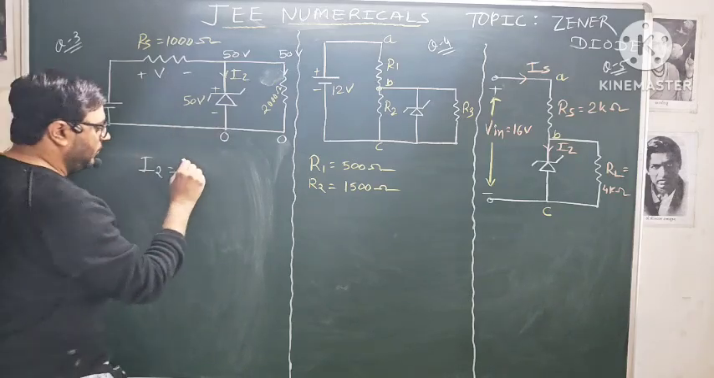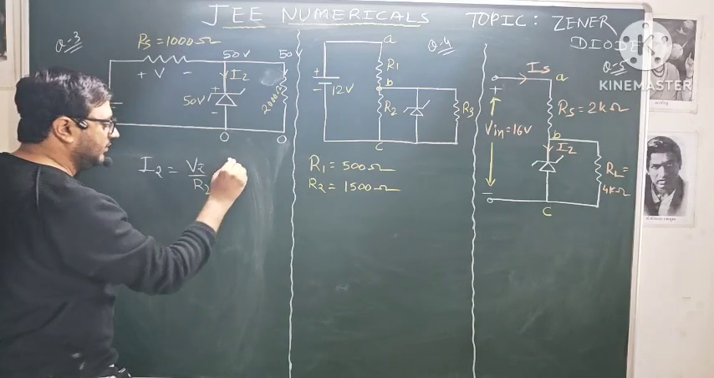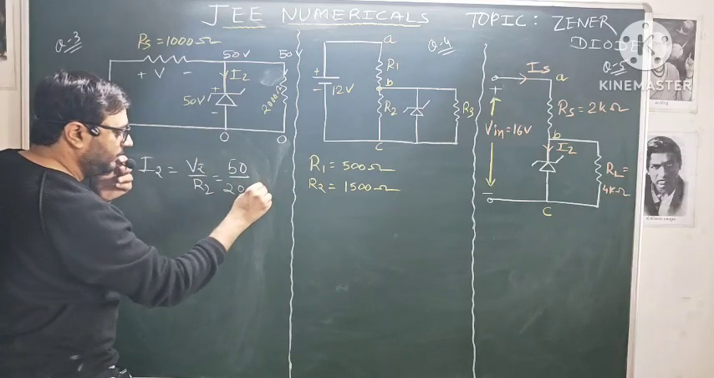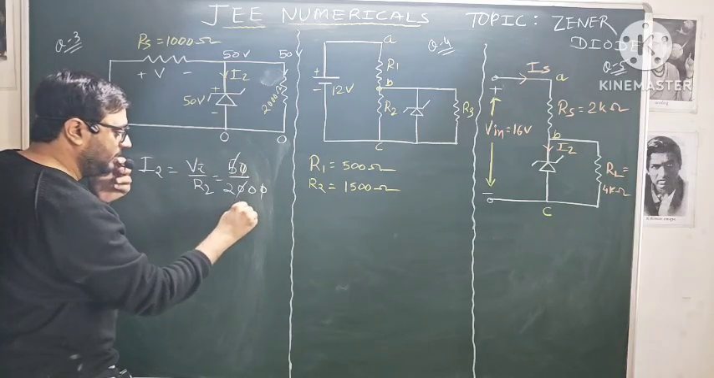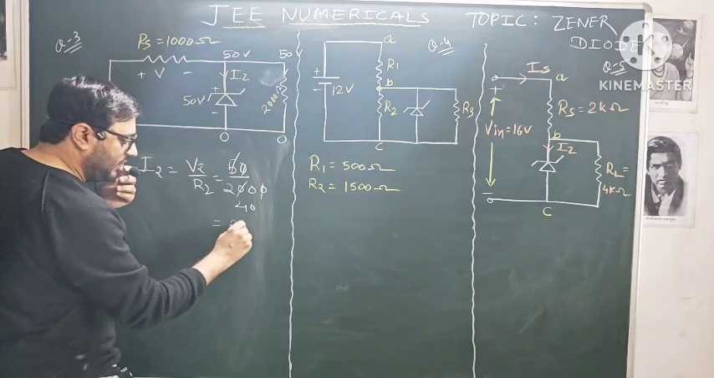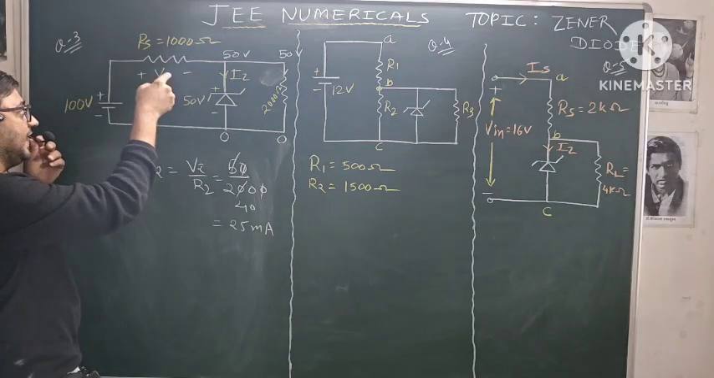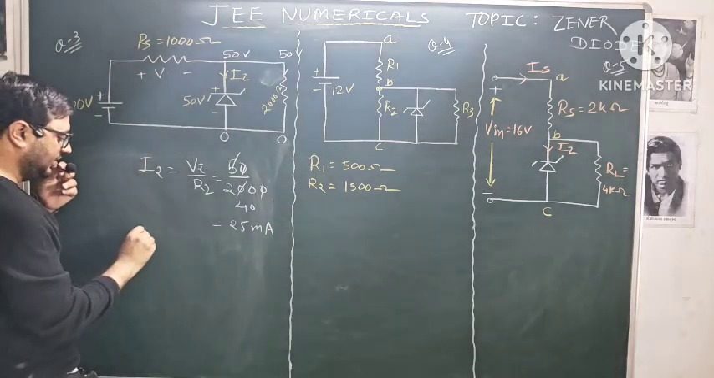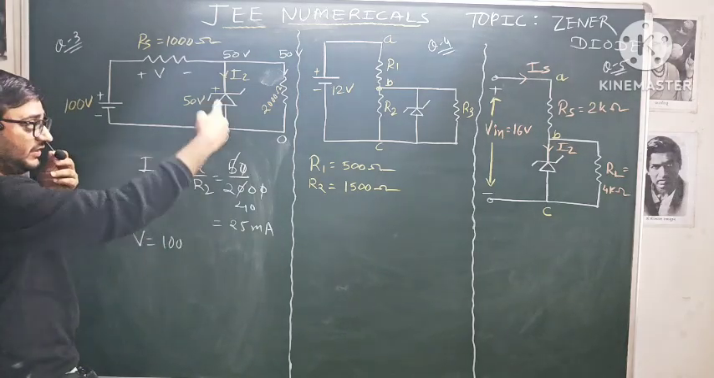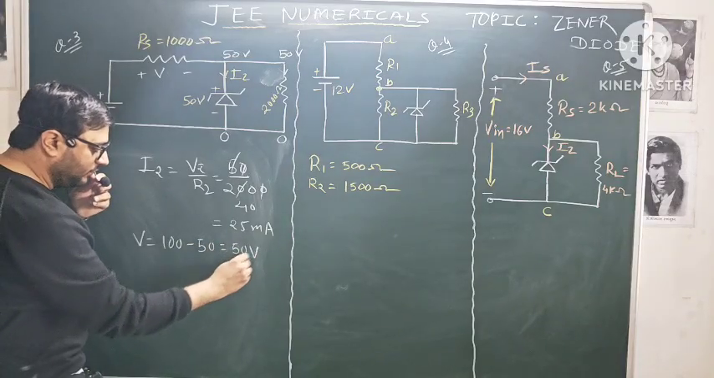Now I2 is V2 by R2. So V2 is nothing but 50, R2 is 2000. This will cut out, this will also cut out. So 1 upon 40 is 0.025. So here you can write 25 milliampere. Now the potential across this RS resistor is the total potential, meaning the battery potential minus the Zener diode potential, that is 50 volt.